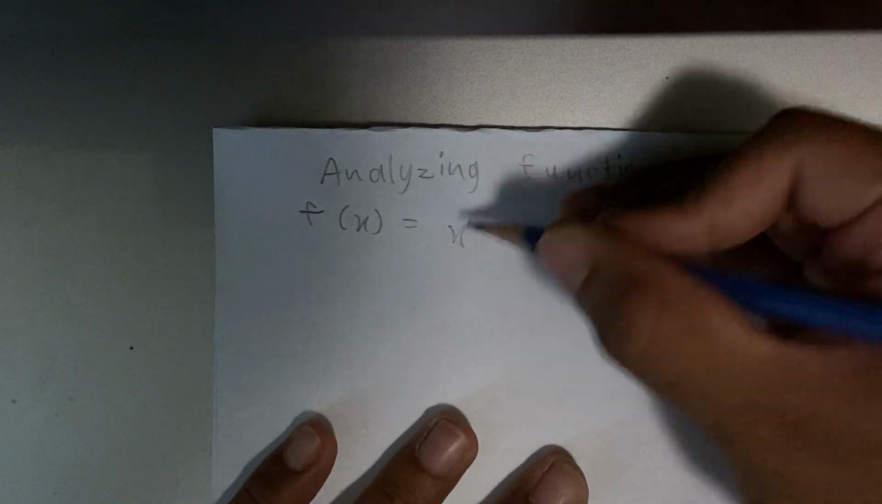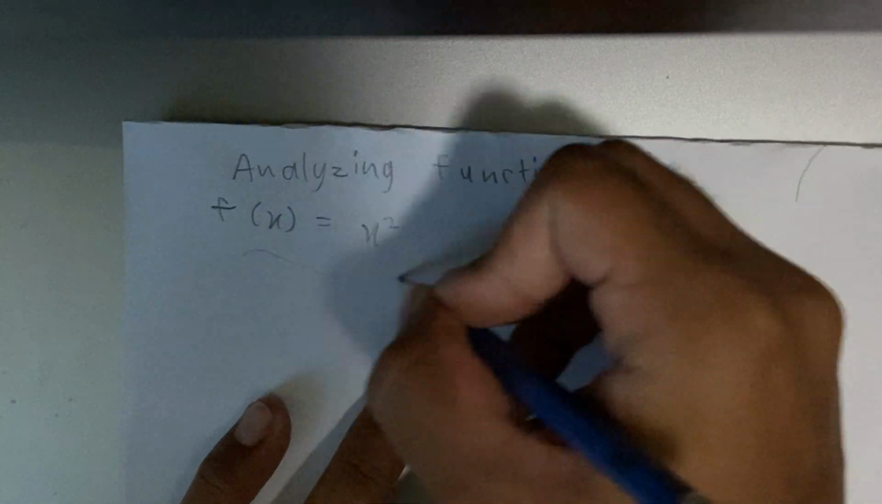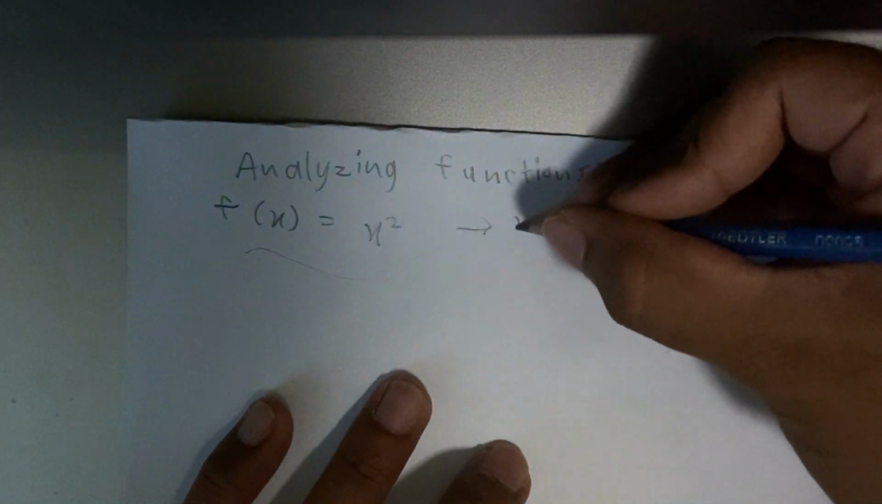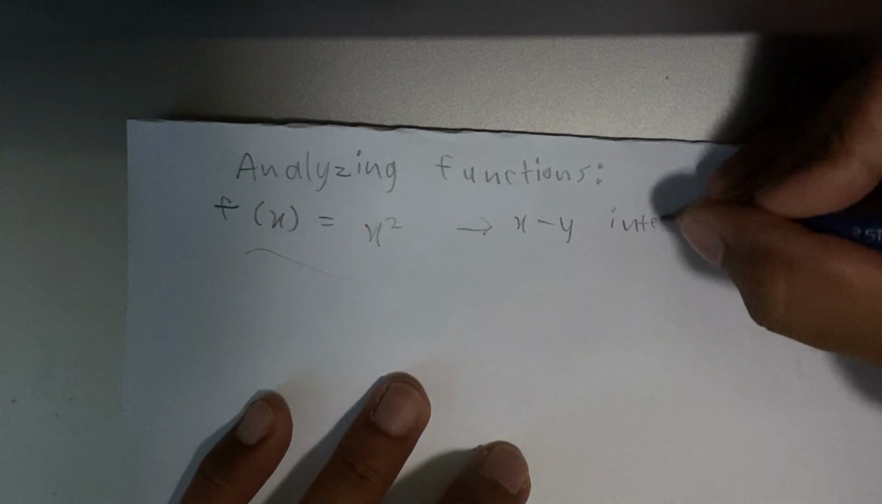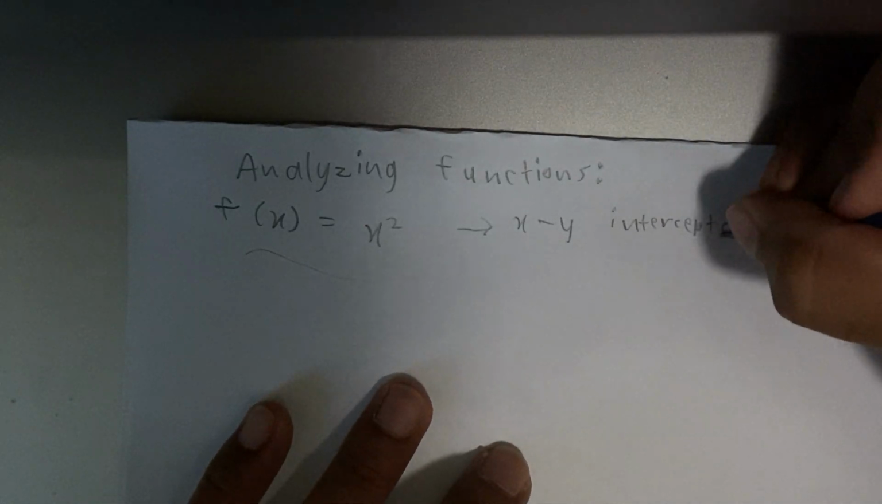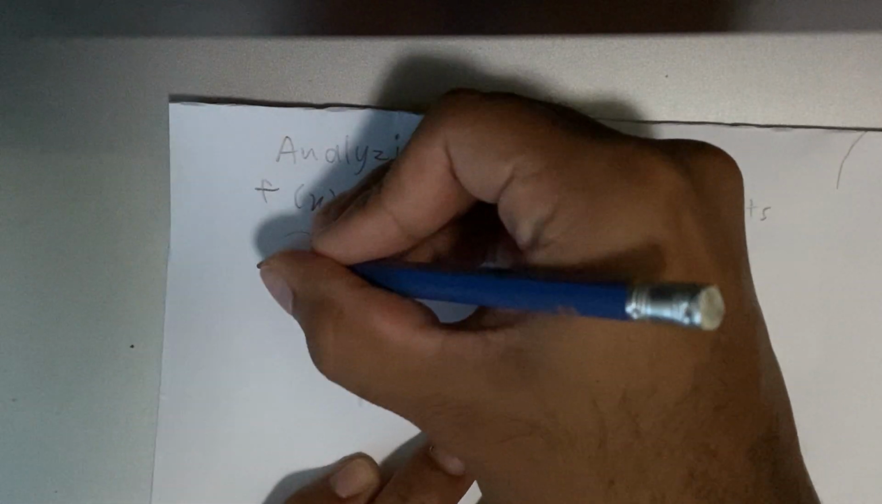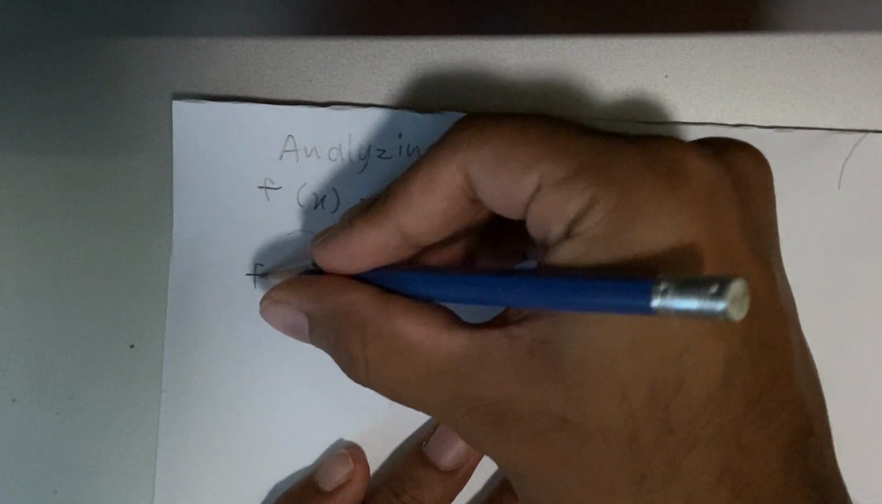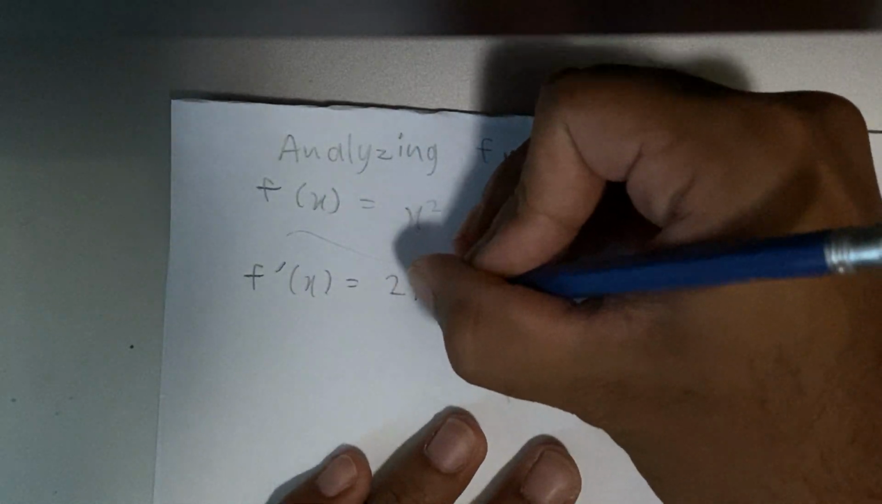So yeah, f(x) is equal to x squared. Just in this form, we already know its x and y intercepts. That's all we can know at this point. So now we can differentiate this to get f prime of x, which is equal to 2x.